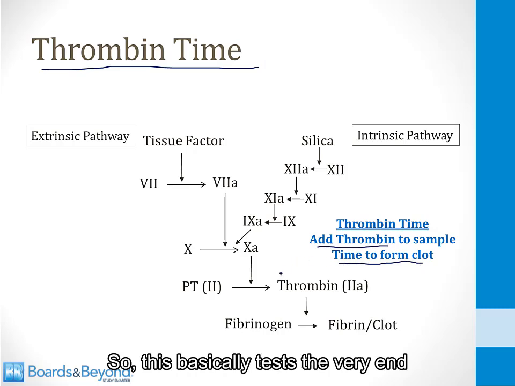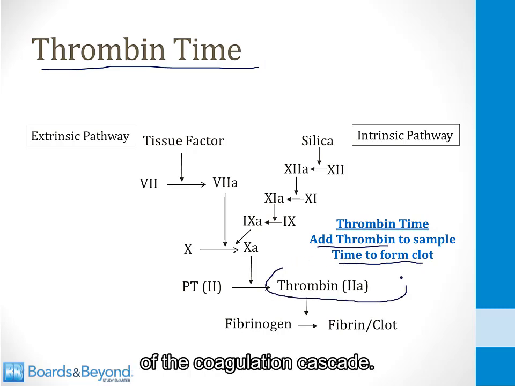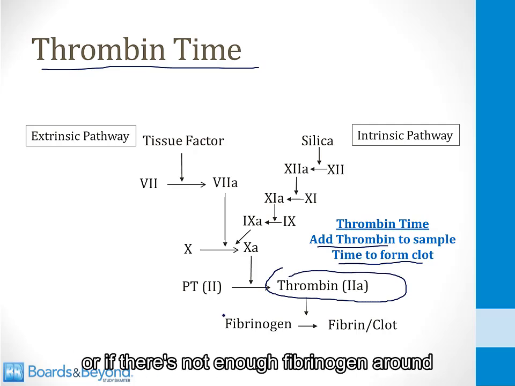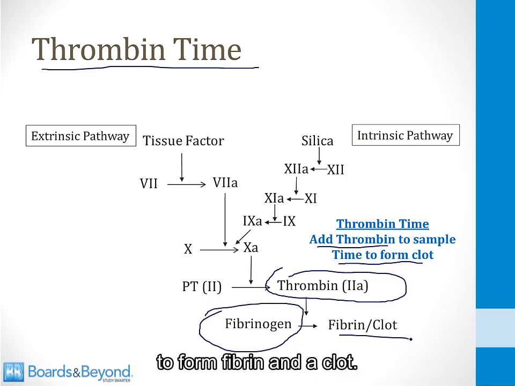So this basically tests the very end of the coagulation cascade. The only way this test will be abnormal is if there's an inhibitor of thrombin present or if there's not enough fibrinogen around to form fibrin in a clot.